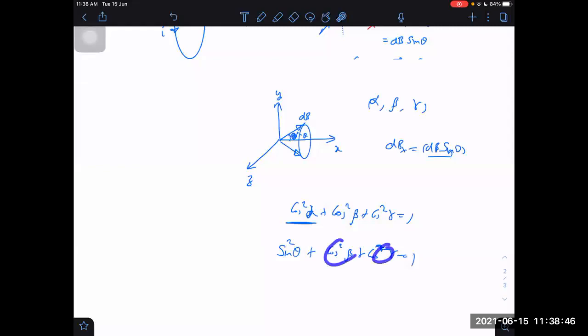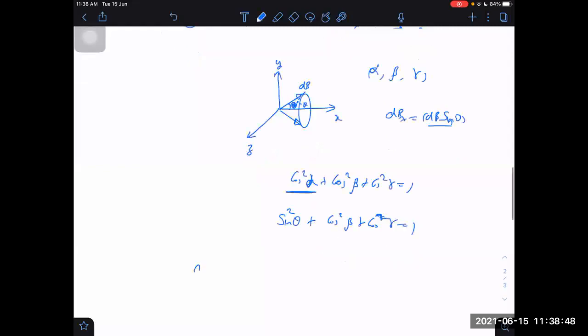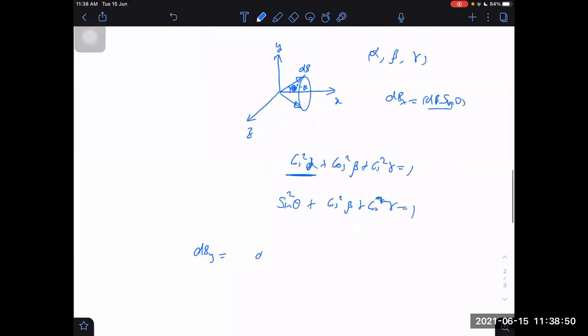What will be the dBy component? The dBy component will become dB cos beta. What will be the dBz component? The dBz component will become dB cos gamma. Those 2 will not be fixed.